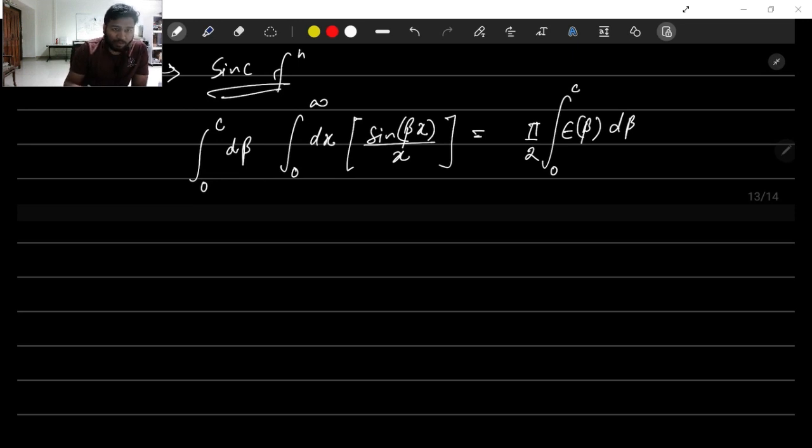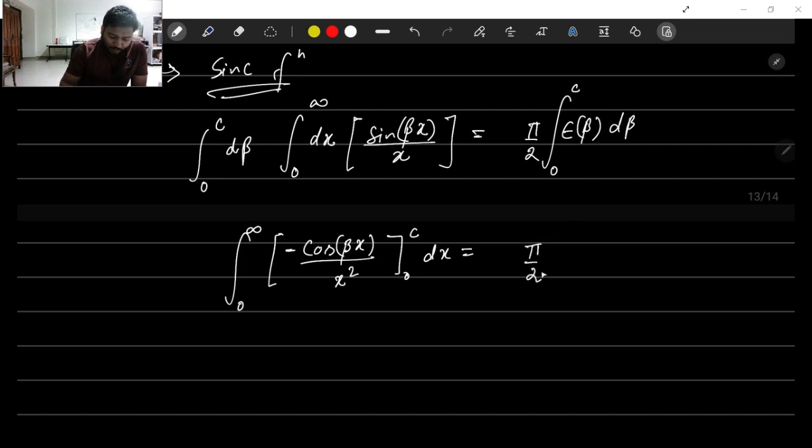Then the integration of sine of beta x will become minus cos of beta x divided by x. So this will become cos of beta x divided by x, and there is another x, so it will become x square, and there will be a minus sign, and the limit is from 0 to c. This is the limit of beta, and the integration is over 0 to infinity dx.